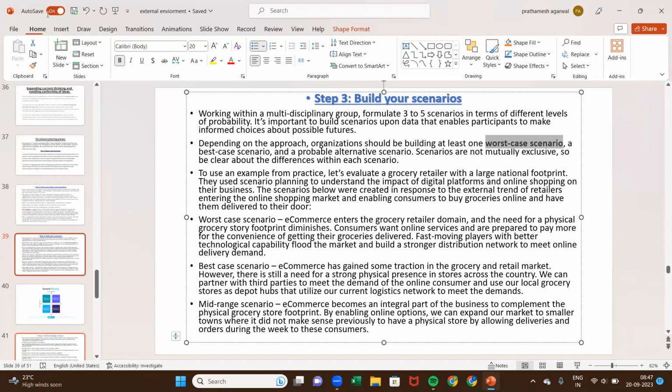Scenarios are not mutually exclusive, so be clear about the differences within each scenario. How many scenarios? You need to have a clear-cut bifurcation.